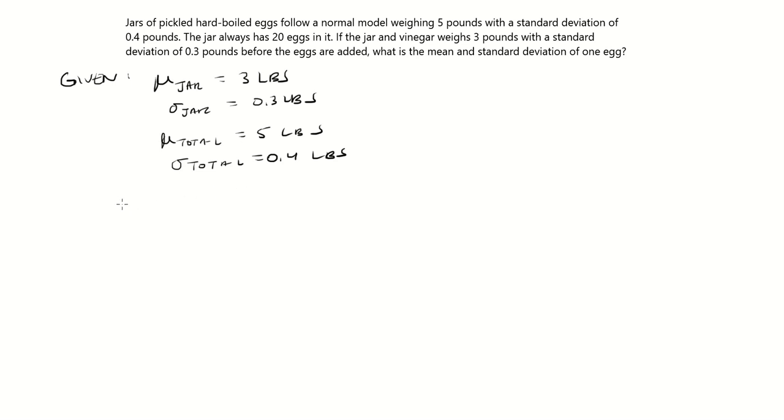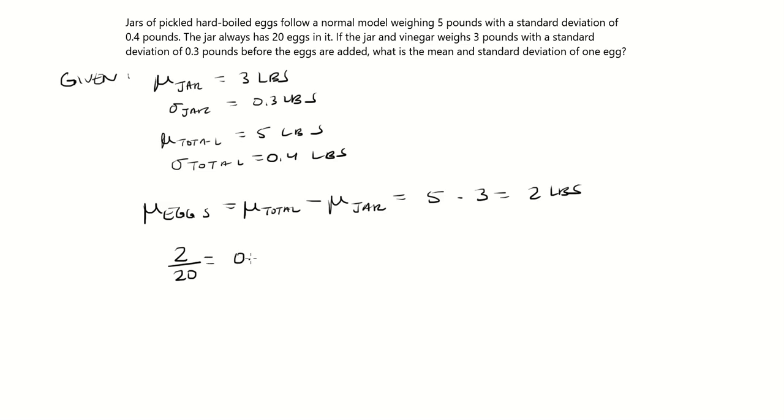So let's first calculate the mean of 20 eggs. For the eggs, it's going to be the total, meaning the eggs plus the jar and the vinegar, minus the mean of the jar and the vinegar. So for us, the total is 5, minus the jar, which is 3, so that's going to be a total of 2 pounds for the 20 eggs. And to calculate the mean weight of 1 egg, we have to take the 2 pounds divided by the 20 eggs, because this is for 20 eggs, and that's going to be 0.1 pounds. Okay, so that's the mean of 1 egg.